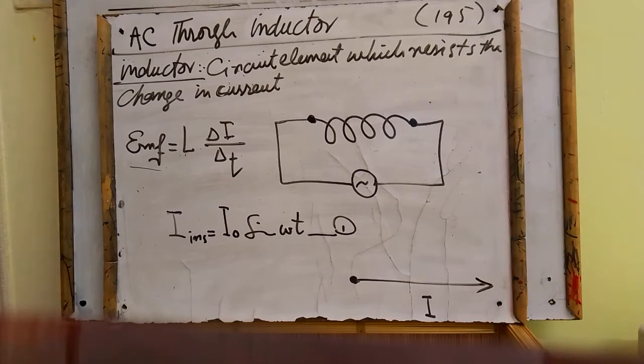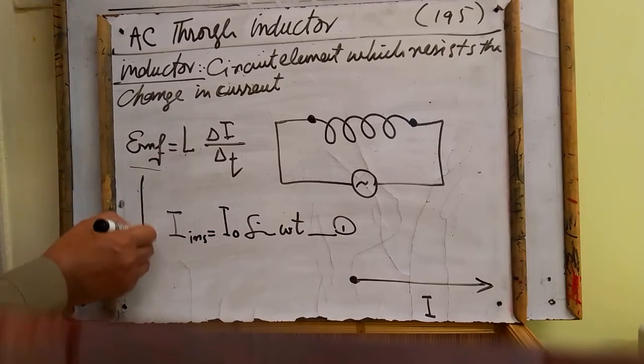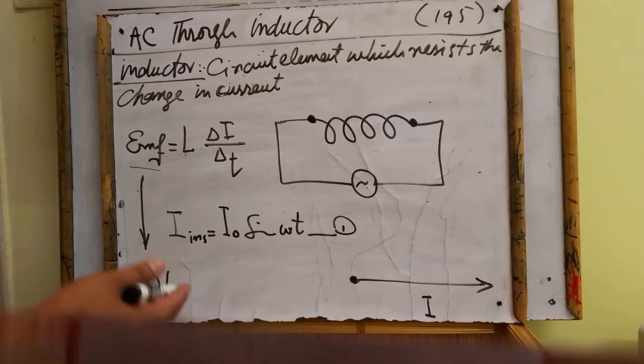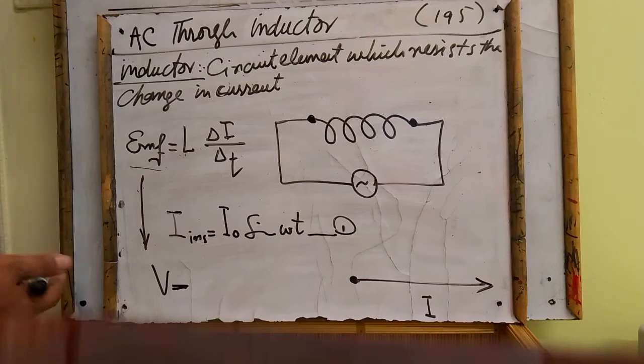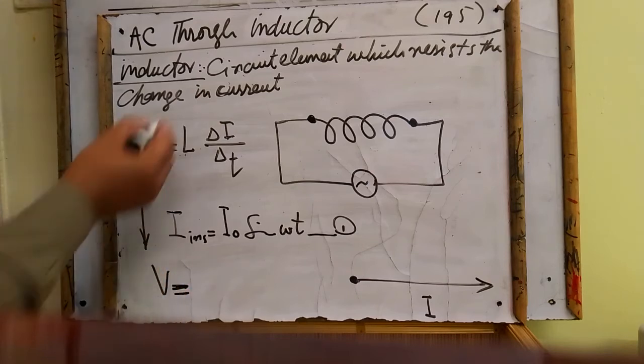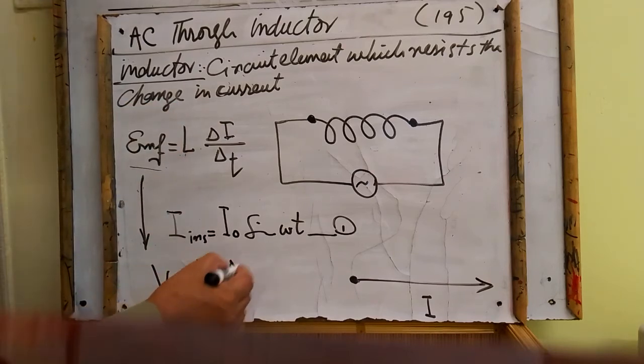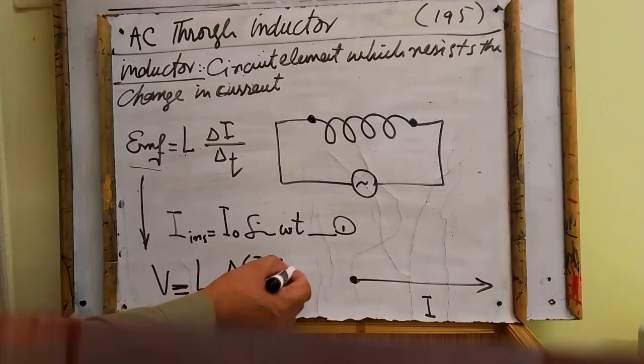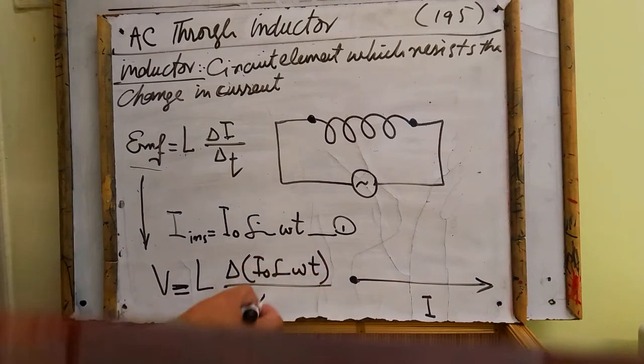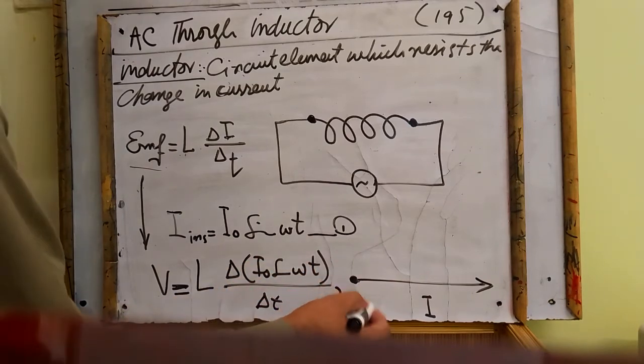Now, through some mathematical steps, we are going to derive an equation for the alternating voltage. We can change this EMF into V, for simplicity, since we are dealing with alternating voltage. So V is equal to L delta, put the value of I here, I naught sine of omega t divided by delta t. This is equation 2.